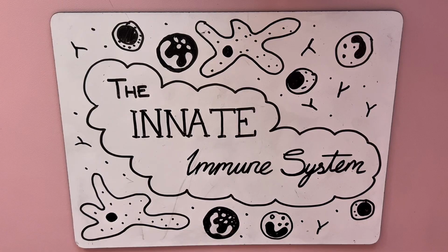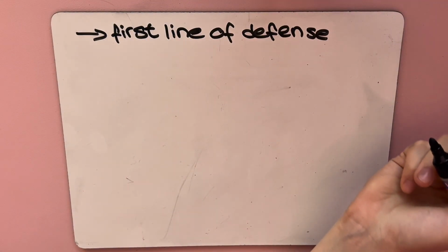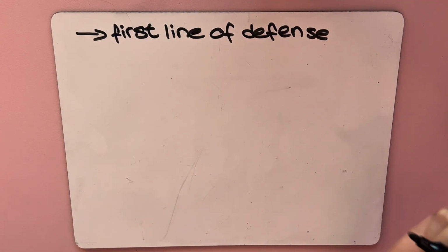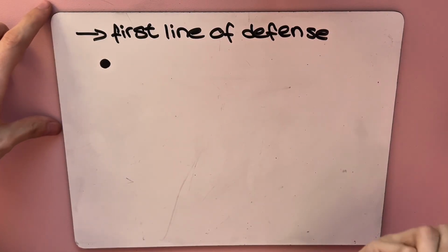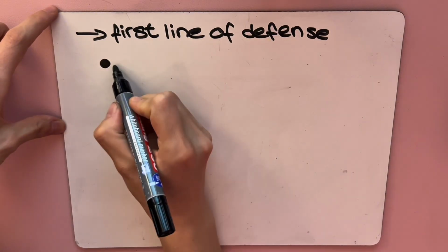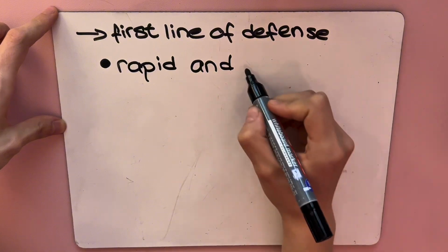In this video, we are going to talk about the innate immune system. Let's get started. The innate immune system is our body's first line of defense against infection. It responds rapidly and non-specifically to any pathogen, acting as a general defense mechanism. So this is important. Whenever you hear innate immune system, you should know that it's rapid and non-specific.